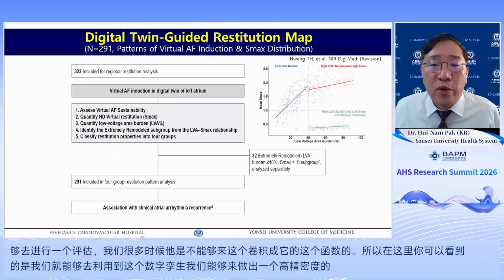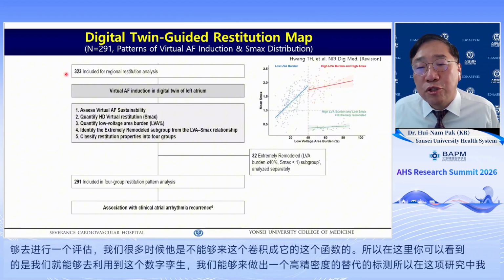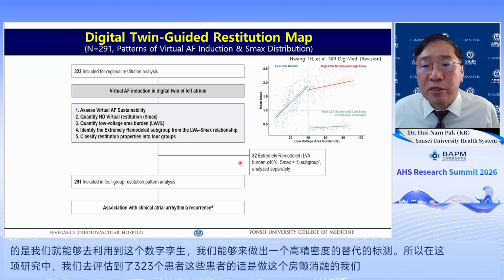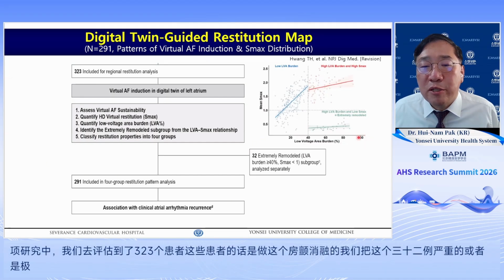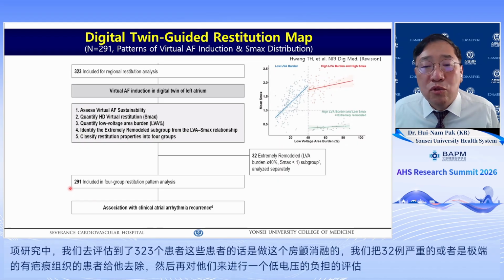Okay, in this study, we analyzed 323 patients who underwent digital twin restitution mapping, AF ablation, and regular rhythm follow-up. We excluded 32 patients with significantly high scar burden, over 40% of the left atrial surface area. The reason for this exclusion was that those patients exhibited completely different electrophysiology and Smax distribution, acting as outliers. Consequently, 291 patients were included in this analysis.